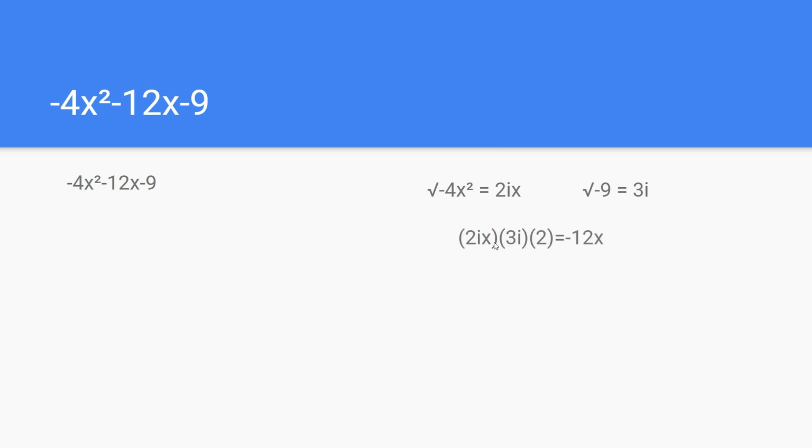Okay, so what we want to do is that in a perfect square, when you multiply the square root of the first term and the square root of the last term, and you times it by 2, it should equal the middle term. Or if it doesn't, then it's not a perfect square. In this case, when we multiply them out, 2 times 3 times 2 is 12, i squared is negative 1, and x is just x, so negative 12x. We know this equals the middle term, so therefore it is a perfect square.